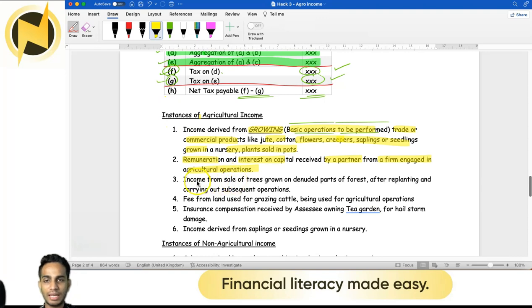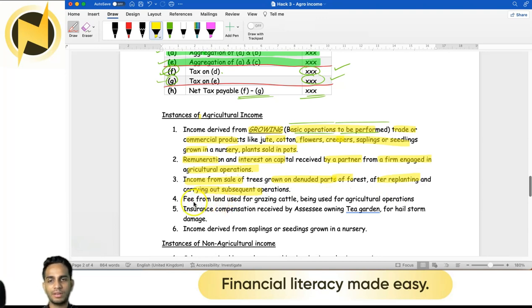Next, income from sale of trees grown in denuded parts of forest, like places which are left out, like a part of forest which had been stripped down of all the trees and animals and whatever inhabitation it had. The whole ecosystem had been taken out, and someone goes and plants trees there and grows these trees and sells these trees. Yeah, that is agricultural income.